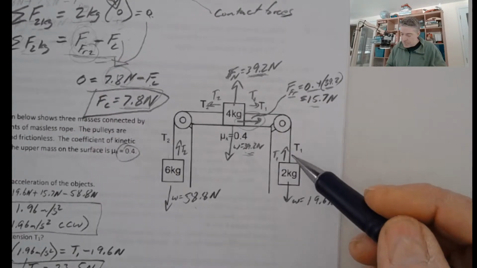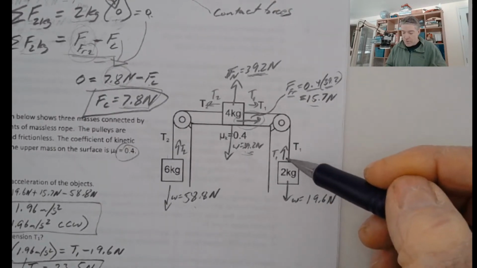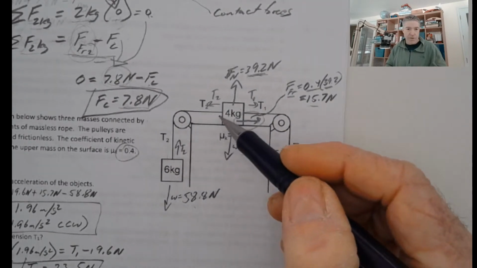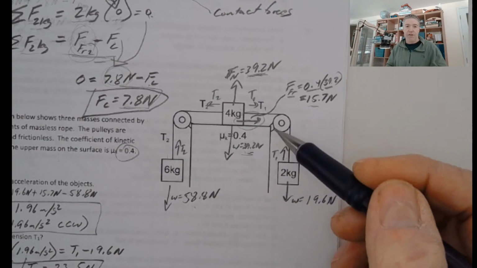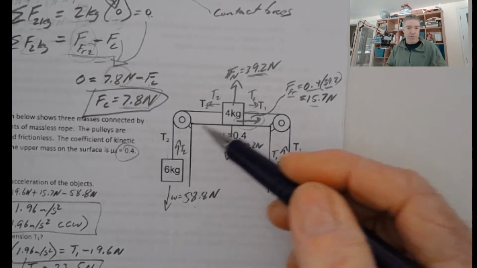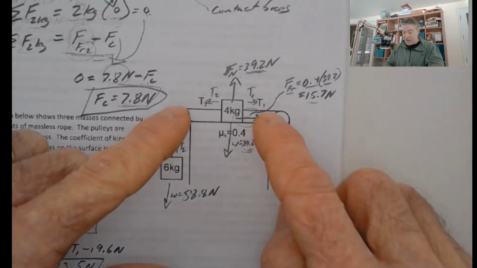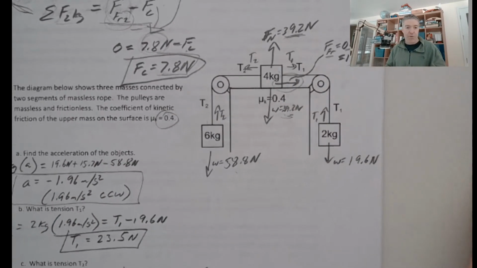And I'm drawing in my tensions. So the tension at both ends of this string pulls things toward the center. Same thing here. These are 2 different tensions because there are 2 different strings. It's possible that you could have the same tension in both strings, but it's not going to happen in one of these problems.